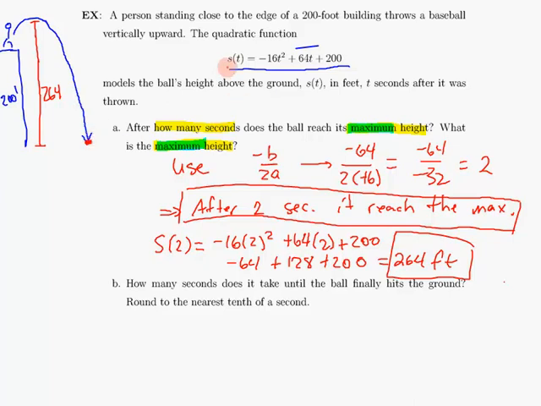So the question is, when does s of t equal 0? So all we got to do is take negative 16t squared plus 64t plus 200, set it equal to 0, and solve for t. Right? That's easy enough. That makes sense, right?